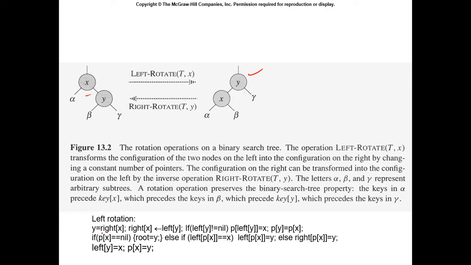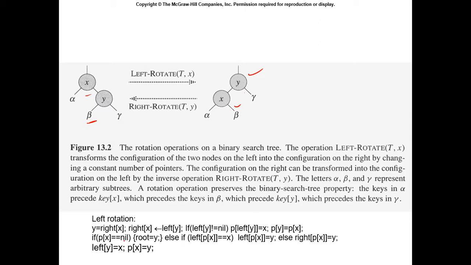You can see y is the right of x, and in the right of x, what do you take? Left of y. Left of y is beta, right? So that left of y you will assign to the right of x. Then beta goes to the right of x. Then if left of y is not equal to null, p of left of y equals x, and p of y equals p of x, so while attaching, we set their parent.